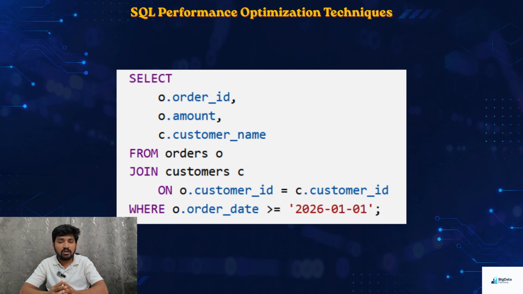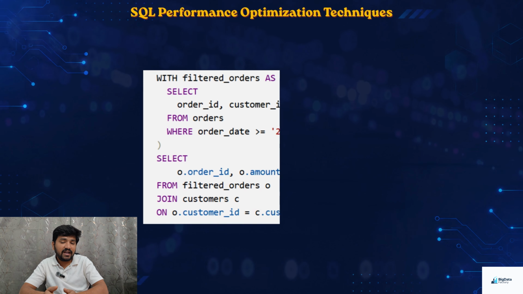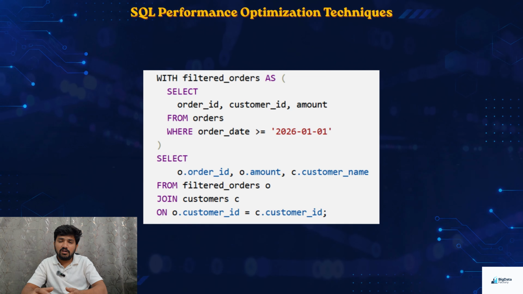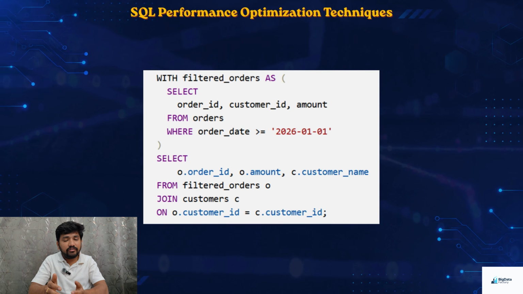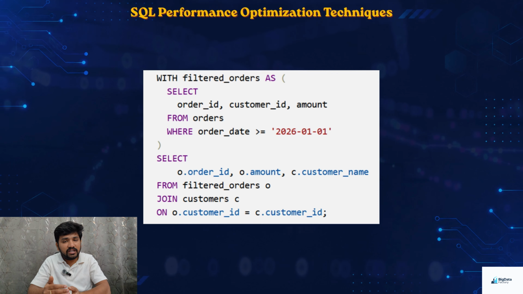The second mistake is filtering too late. Let's say you have a large orders table and a customer table. You write something like this. This may work, but from a performance thinking perspective, you should ask, can I reduce the large table before the join? A cleaner pattern is this. Now the intent is clear. First, reduce the large table, then join.